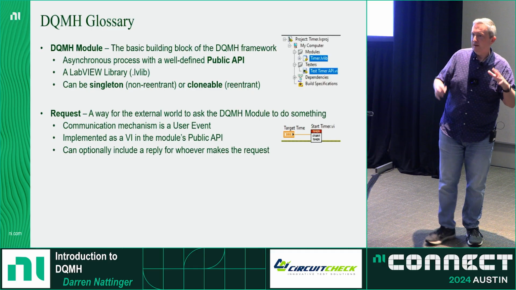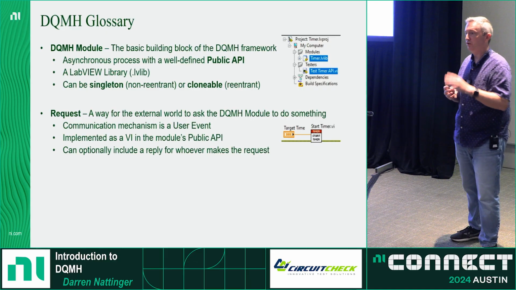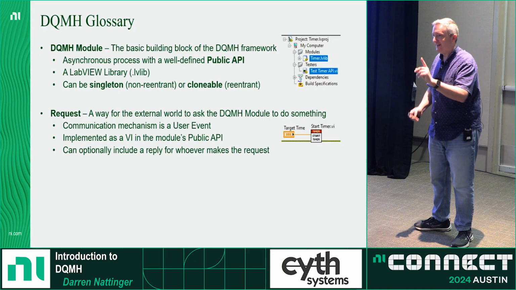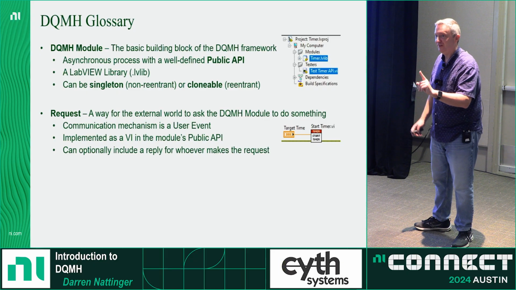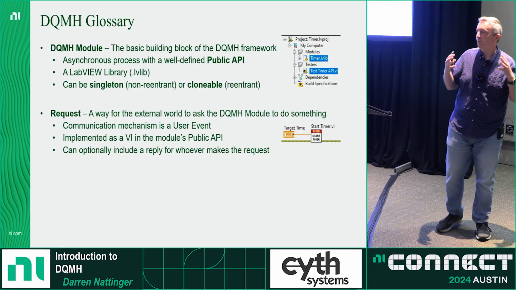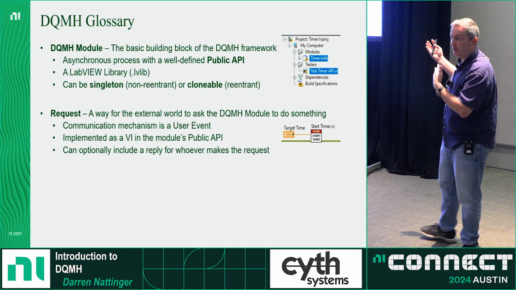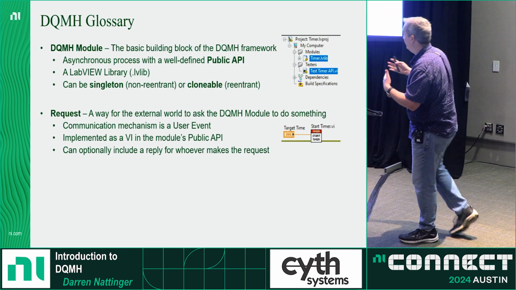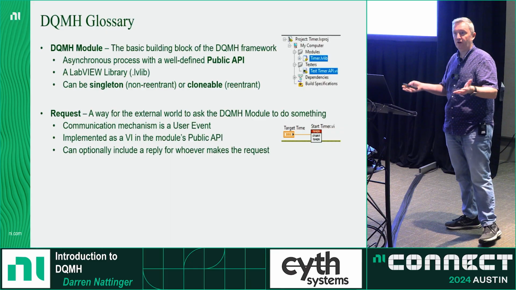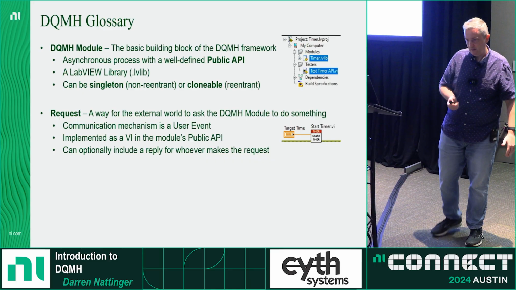All right, you have your module running. Let's say it is your acquisition module, and you want to tell it to start acquiring. Well, you can't tell it to, but you can ask it to. That's one of the ways you can communicate in DQMH: by sending a request. A request is a way to ask a DQMH module to do something. In the screenshot, we've got another example. If we have a timer module, which, spoiler, I'll be writing later, we can ask the timer module to start, please start for the specified duration. That's a request. You're asking it to do something.